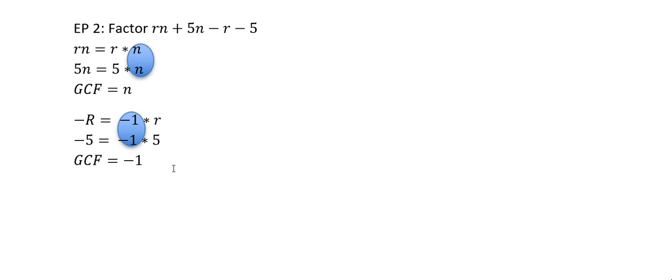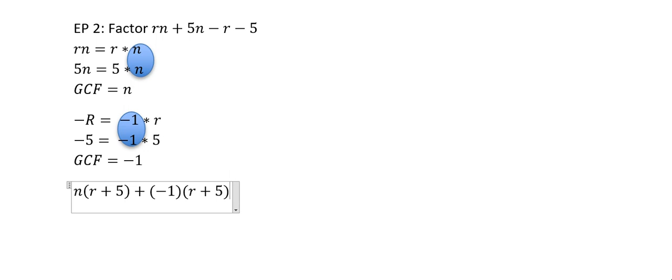Alright, so we're ready to put things together. My first group of things, the GCF, was n. And what was remaining, rn, just has an r. And then plus 5n was just left with a 5. Okay, then we're going to do the second set of terms. What did they have in common? That was a negative 1. And what was left in those? The negative r still has an r, and the negative 5 still has a 5.